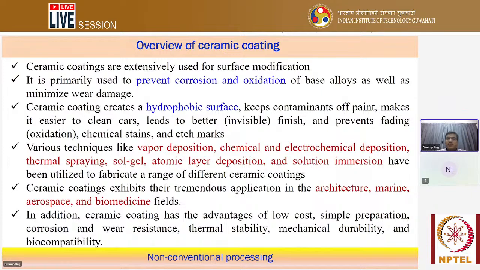But at the same time, although it has the advantage of low cost, it also has very good corrosion and wear resistant properties. Thermal stability is also very good for ceramic, because ceramic materials have a very, very high melting point. Mechanical durability is also very good, and there is a possibility to produce biocompatible ceramics as well. So you can see there is a wide range of applications of ceramic coating that we observe in practice.